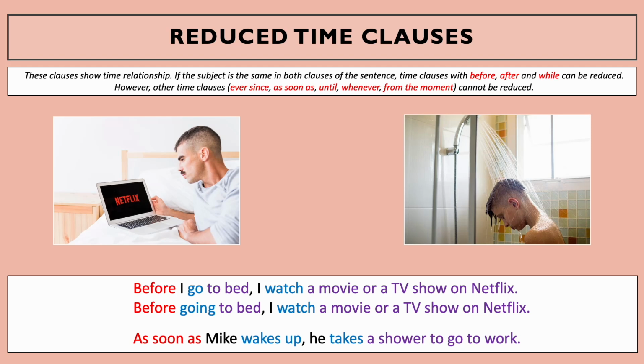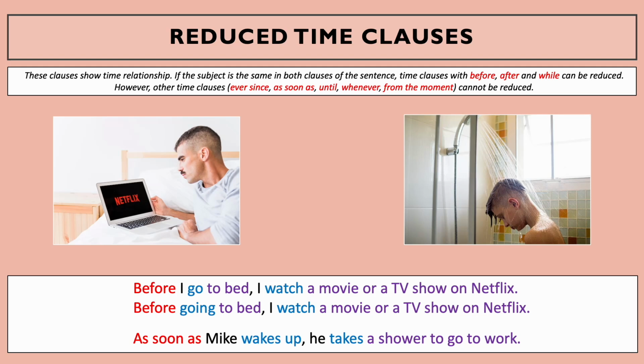In the first example, we have the conjunction for time, before. Remember that we can use before, after, and while, and in this case, if the subject is the same in the first part of the sentence and in the second part, then you can reduce the first part of the sentence. When you reduce, you delete the subject and the verb is transformed into the ing form or gerund form. As you can see, it says, before I go to bed, I watch a movie or a TV show on Netflix.